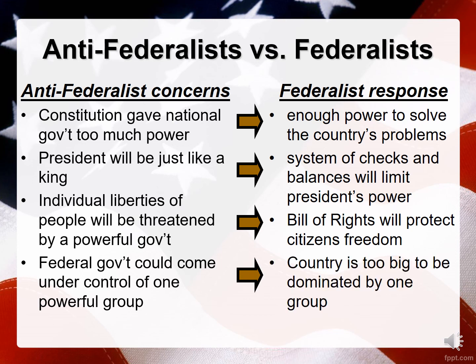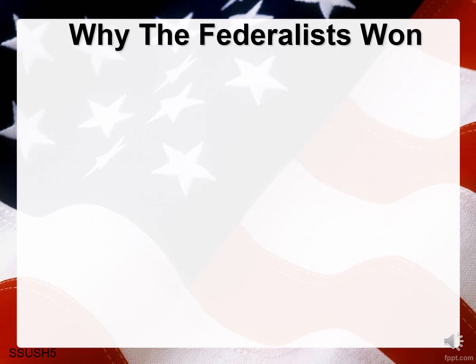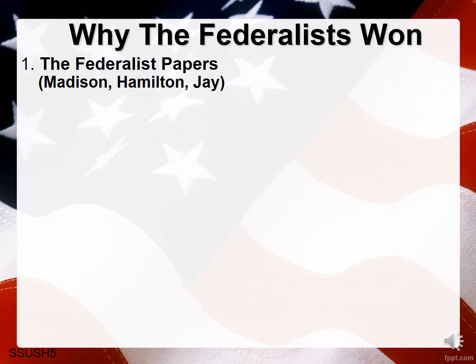Now, the Federalists responded with this, saying that, listen, the country is just too big to be dominated by one group. Even today there are individuals and small groups that have some pretty significant pull and influence within our federal government, but the country is still too big to be dominated by one. But as we all know, the Federalists won. Here are some of the reasons why.